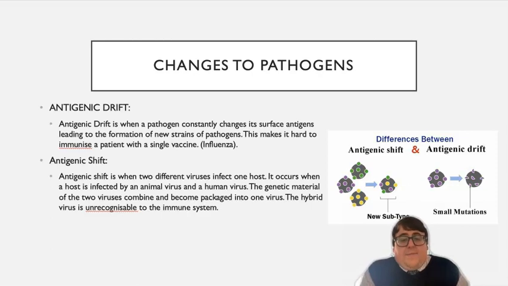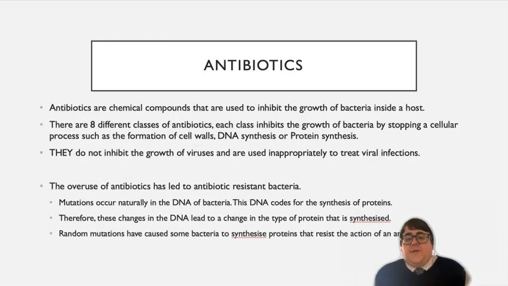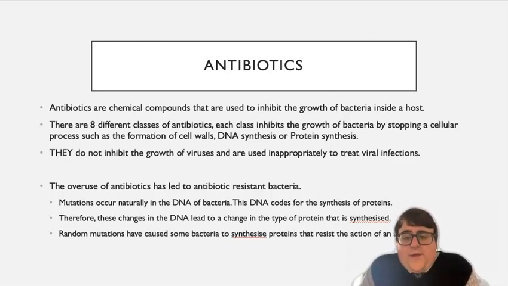Another thing that pathogens are constantly adapting to is antibiotics. Now, we've talked about this a little bit in class. Antibiotics are chemical compounds that we use to inhibit the growth of bacteria inside a host. So there's 8 different classes of antibiotics. You'll probably do an experiment with these with an antibiotic ring disc and E. coli. And each class of those antibiotics inhibits the growth of bacteria by stopping a specific process. That could be the formation of cell walls, creating DNA or proteins.